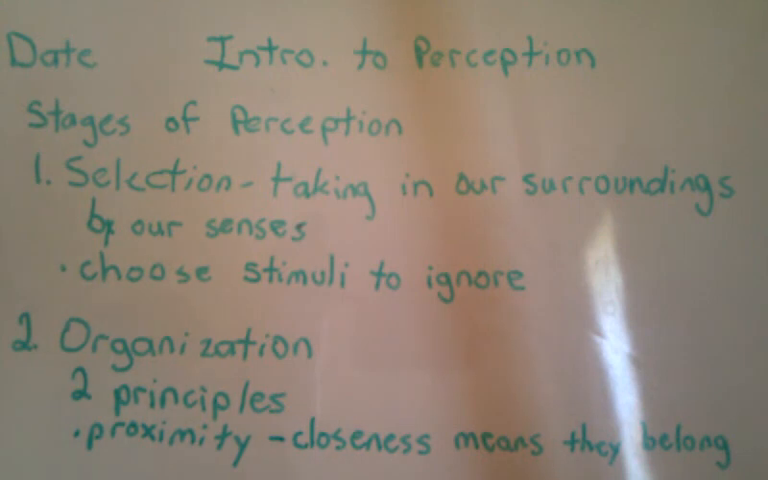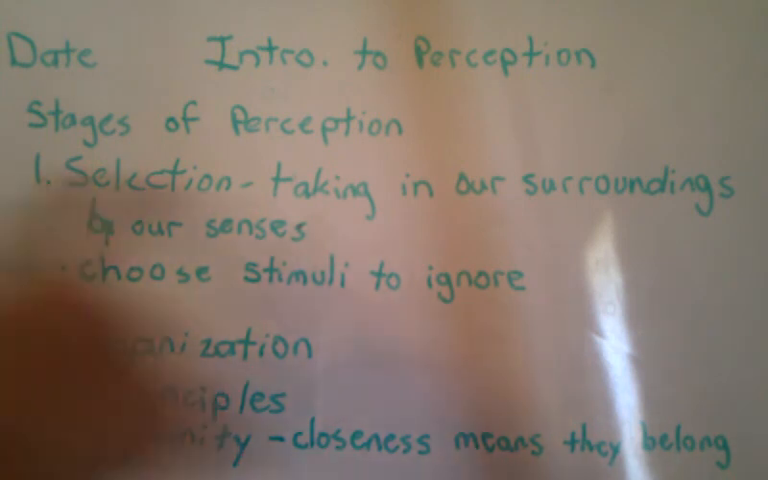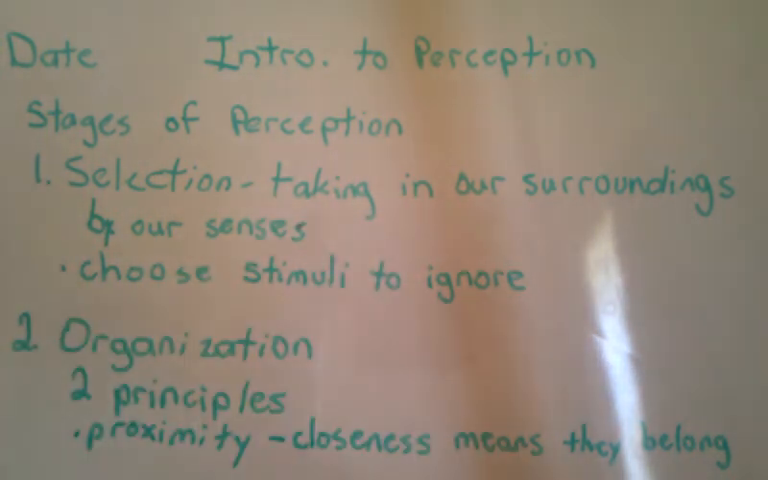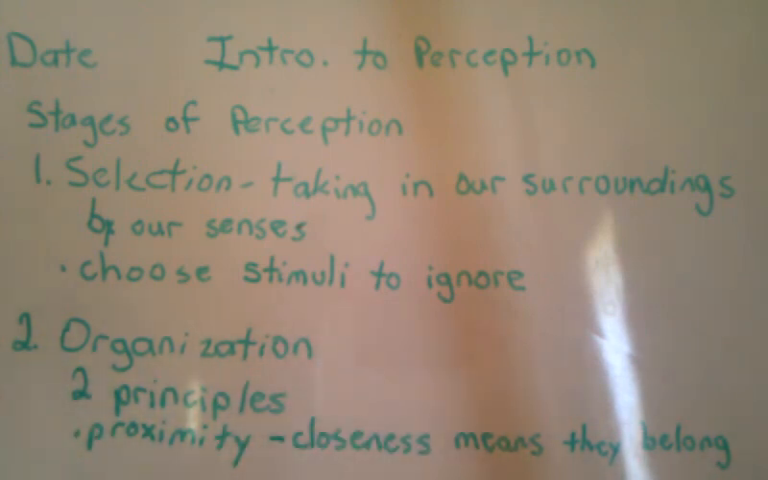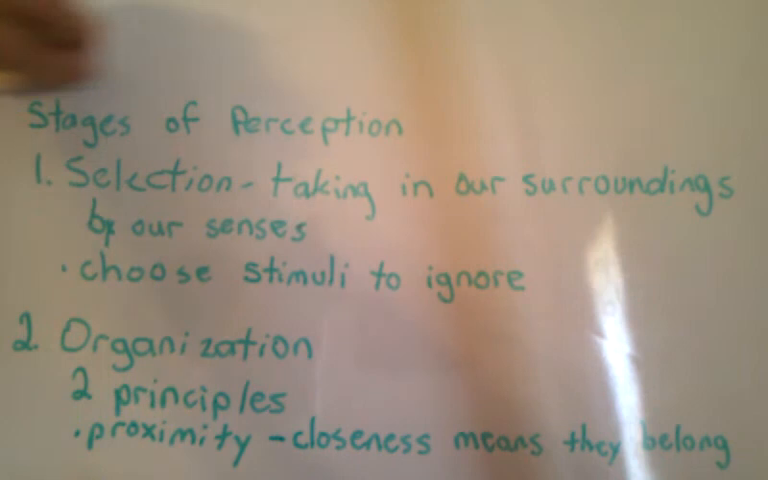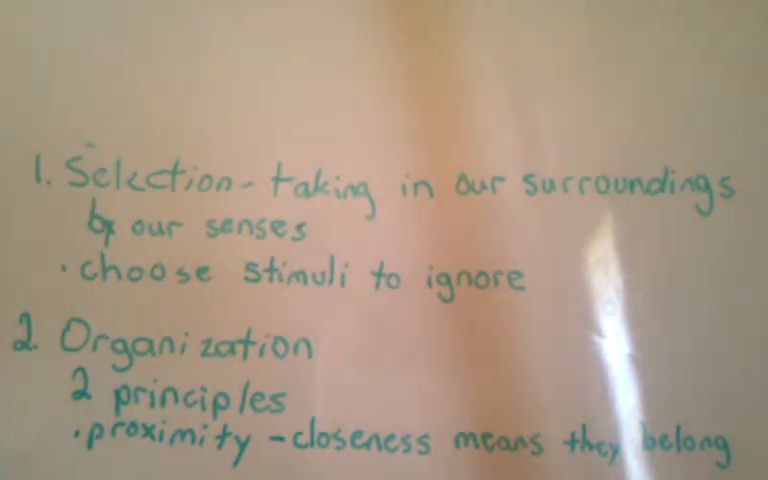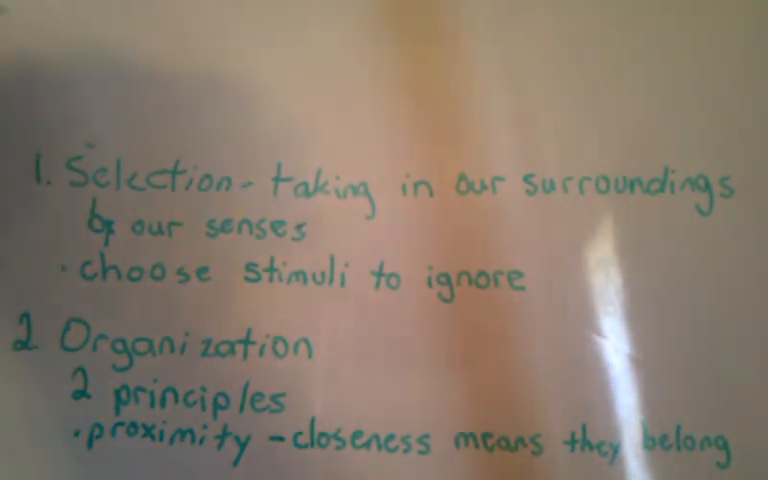Okay. We're talking about the stages of perception. The first stage is selection, taking in our surroundings by our senses. We choose stimuli to ignore. The second is organization. There are two principles. One is proximity. Closeness means they belong together.